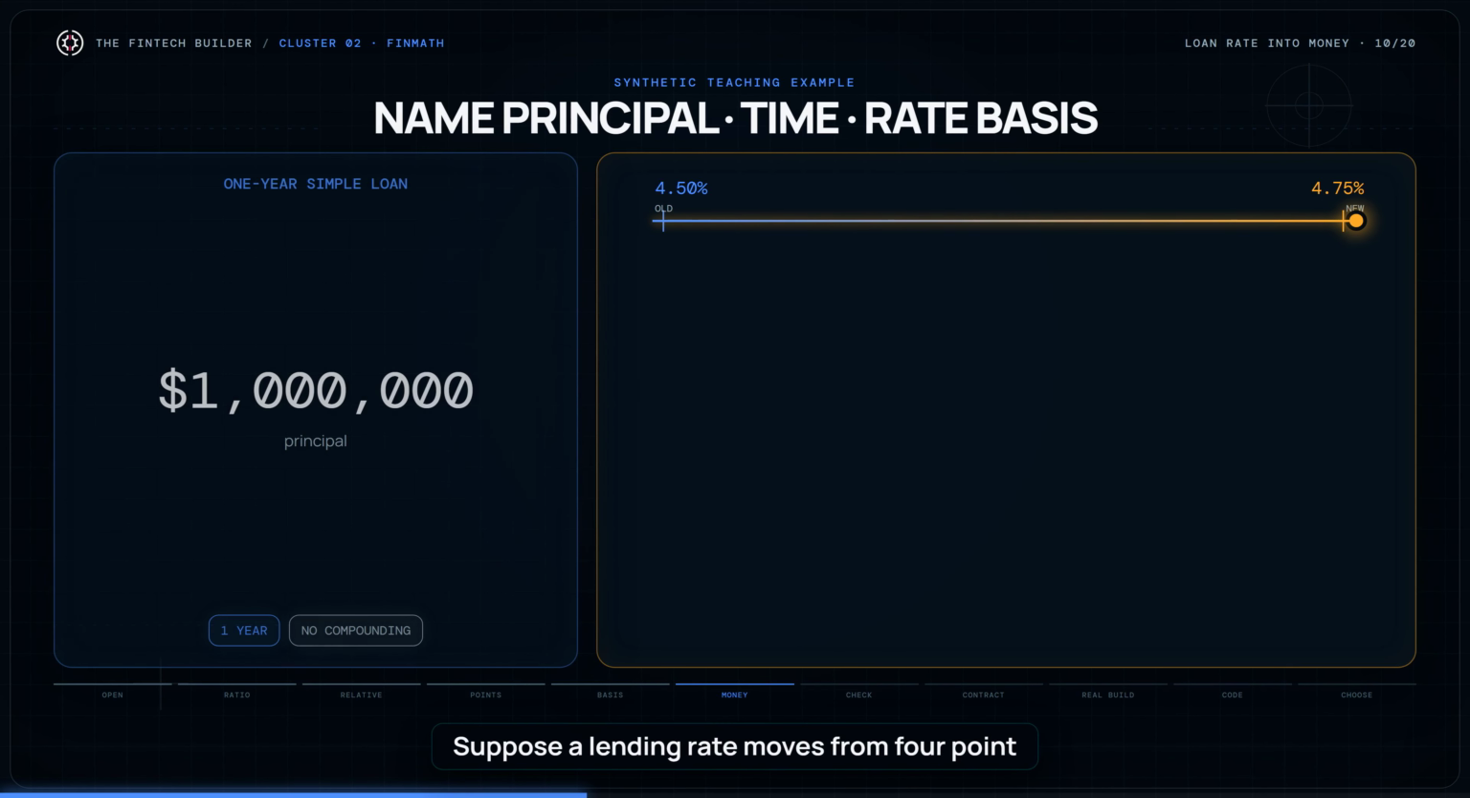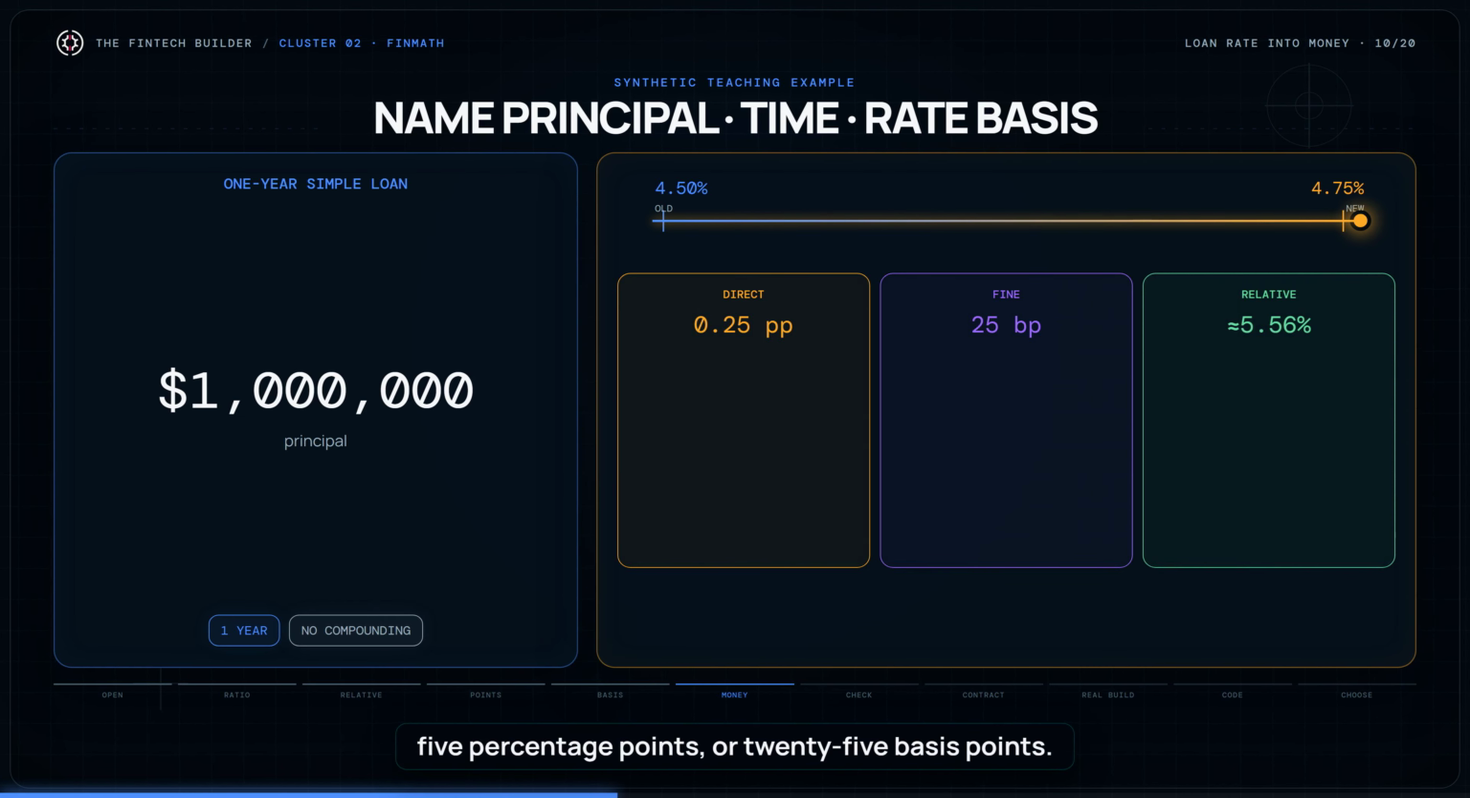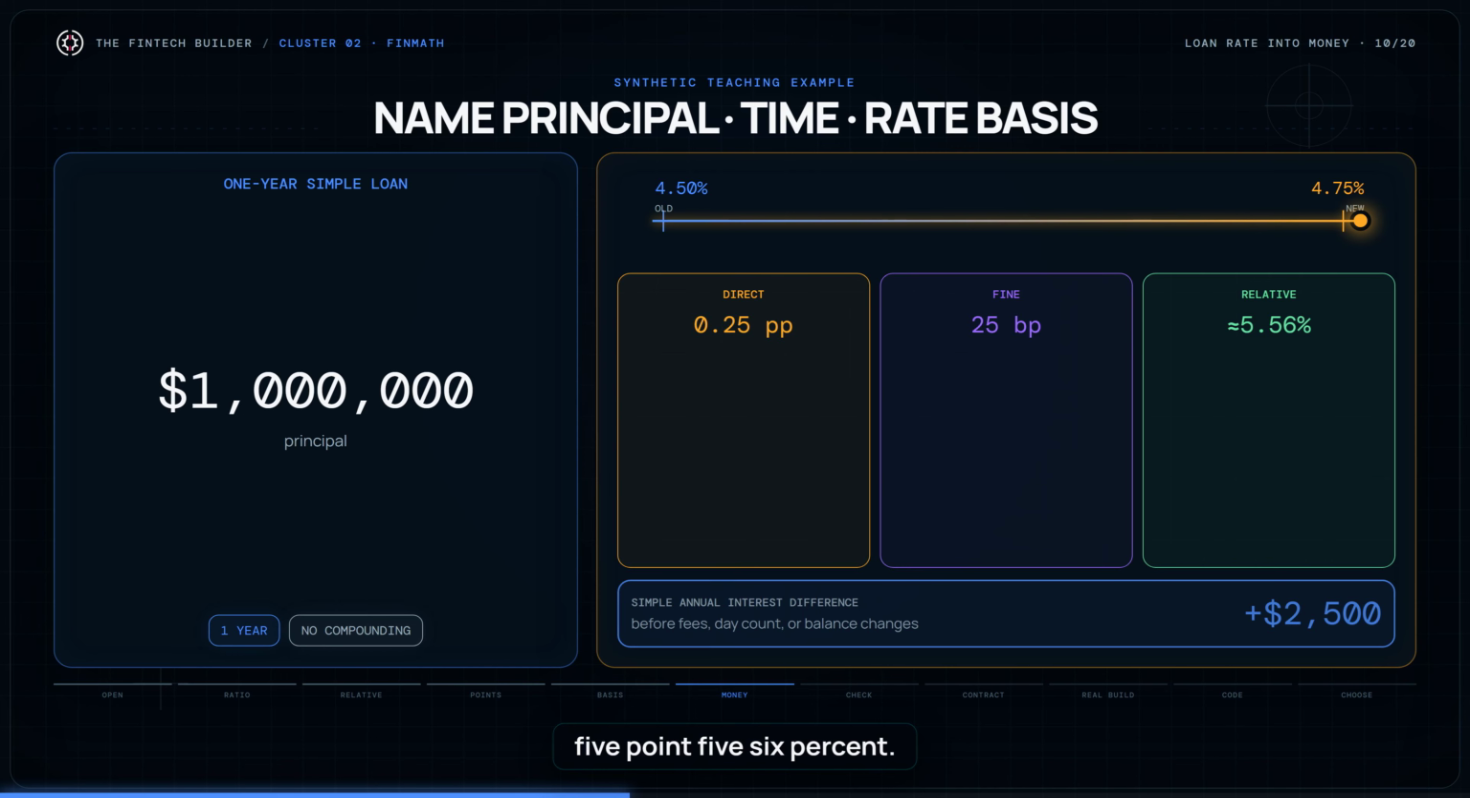Suppose a lending rate moves from 4.50% to 4.75%. The direct change is 0.25 percentage points, or 25 basis points. Relative to the old rate, that is about 5.56%. On a $1 million principal, 25 basis points equals a simple annual interest difference of $2,500 before compounding, fees, day count conventions, or changing balances.